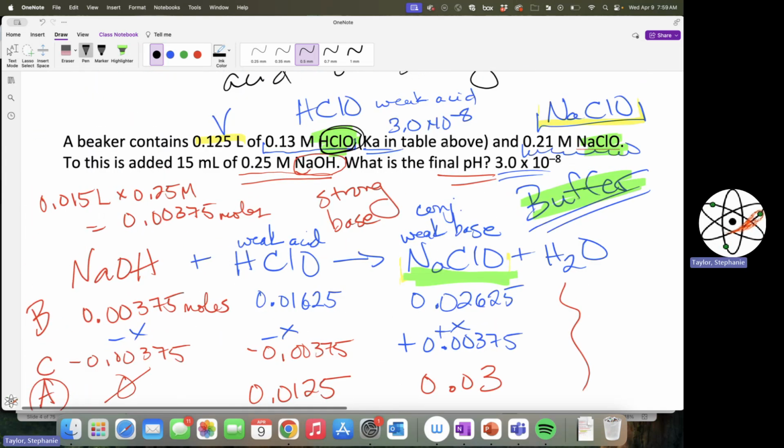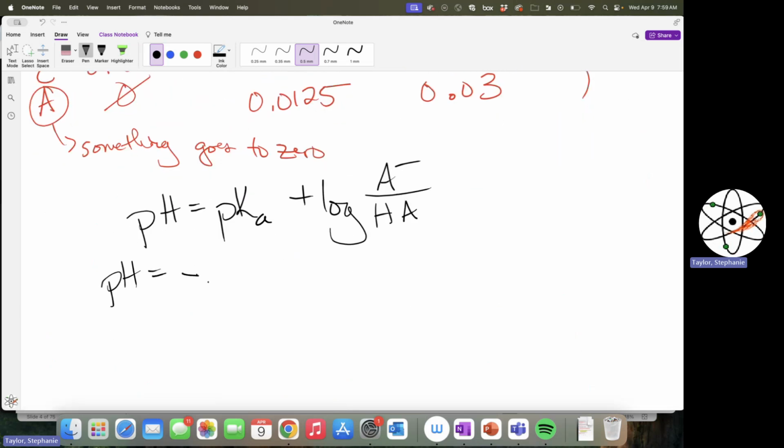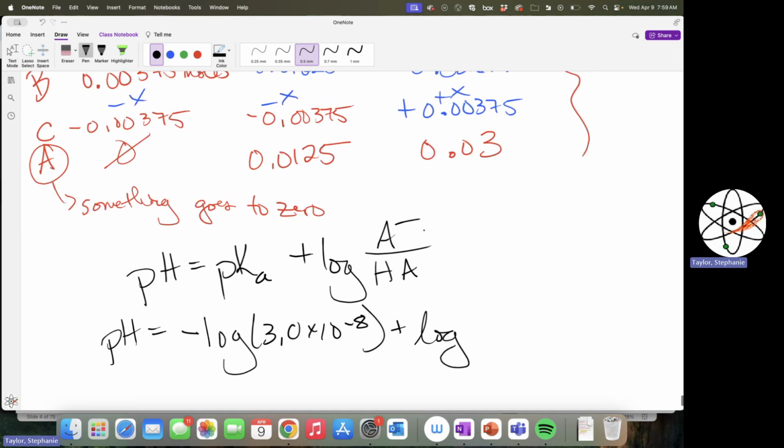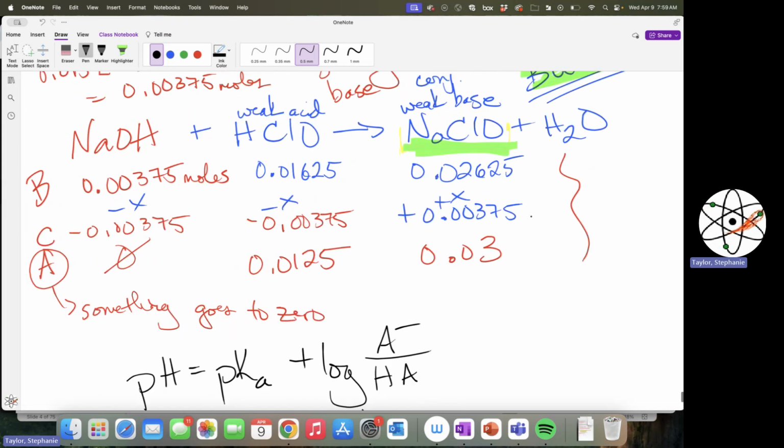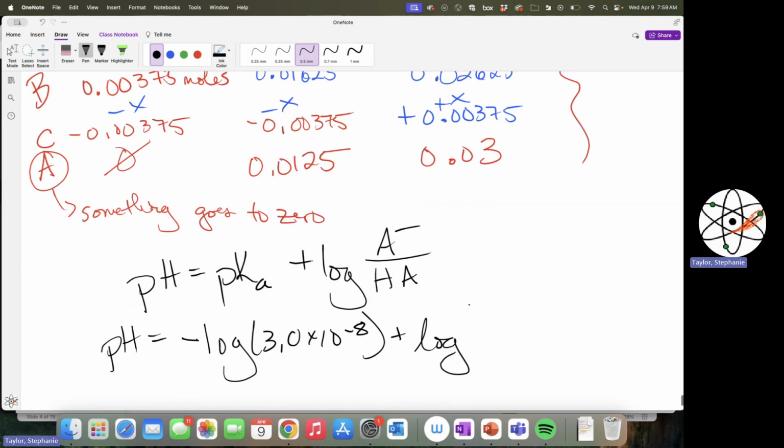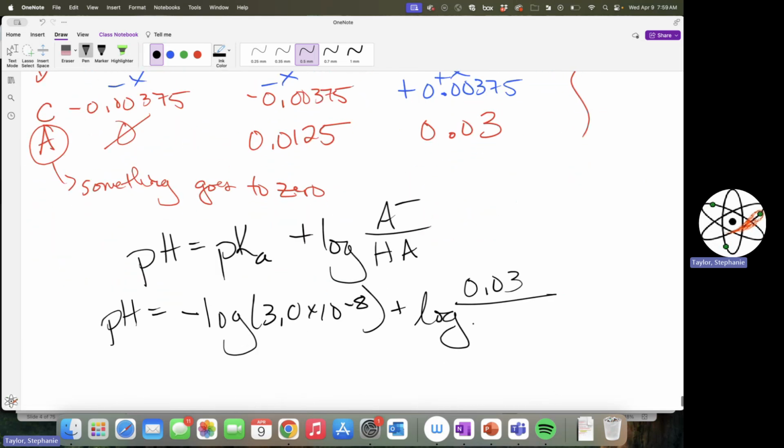For pKa, I'm going to come up here. I have a Ka value of 3 times 10 to the negative 8. So I'm going to take the negative log of 3 times 10 to the negative 8 for my pKa. And then for my log, I need the A minus on top. So I need the base on top, 0.03. And then I need the weak acid, 0.0125.